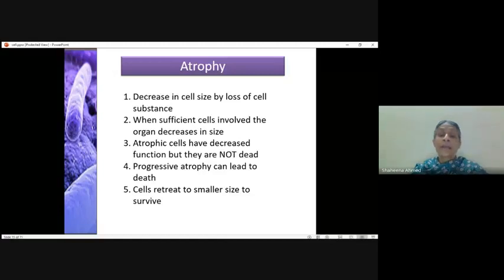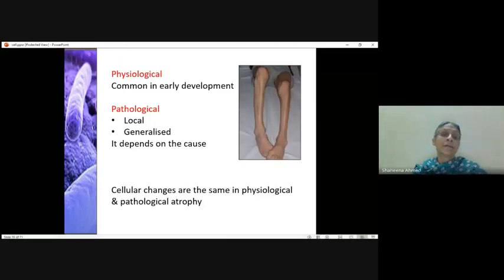Now the atrophy, in atrophy there is a decrease in the cell size. The size of the cell decreases due to a decrease in the cellular component. Please remember, atrophic cells are not dead cells, they are just cells whose size has decreased, but they are living cells. And ultimately, yes, with time, like any other cell, when the time comes, an atrophic cell is going to die, but an atrophic cell by itself is not a dead cell.